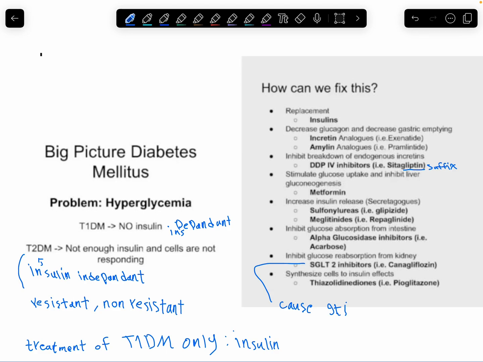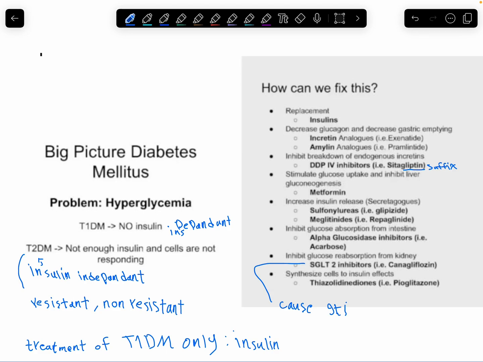They are also known as glitazones, and one important member of this group is pioglitazone. It acts by a different mechanism. It produces or synthesizes new cells in the fat cells, and that increases the sensitivity of the insulin. So that is the big picture of the management of hyperglycemia.